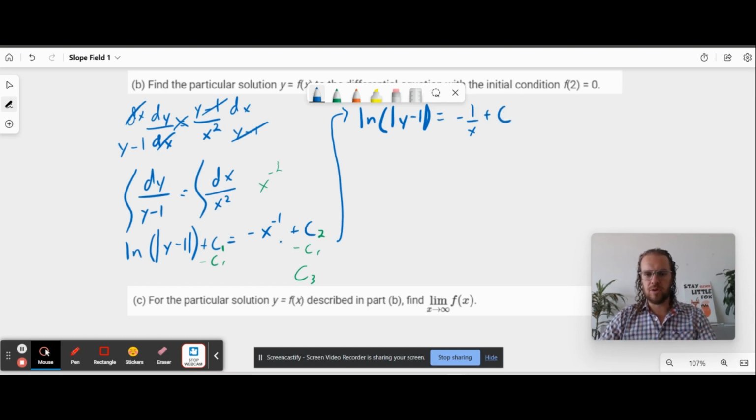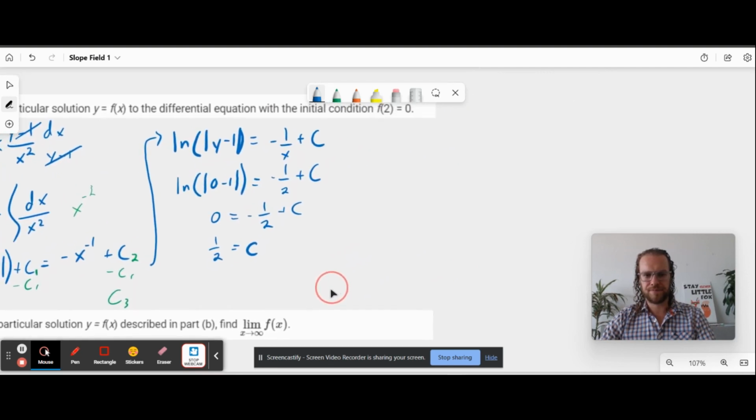Then what we want to do is use our condition. So we're going to plug in x equals 2 and y equals 0. When I do that, I get the ln of the absolute value of 0 minus 1 equal to negative 1/2 plus c. The reason we have to do the absolute value is because we can't take the ln of a negative number. And the ln of negative 1 is really the ln of 1, and hopefully by now you know that is 0. So 0 is equal to negative 1/2 plus c. We're going to move over that 1/2 and get that c is just 1/2. That allows us to now rewrite our equation in such a way that we have that worked out.